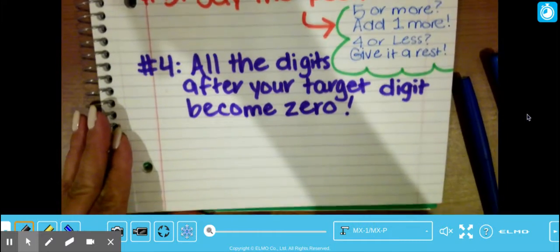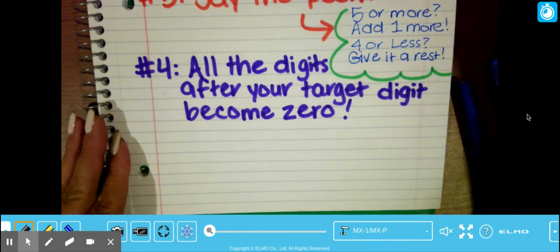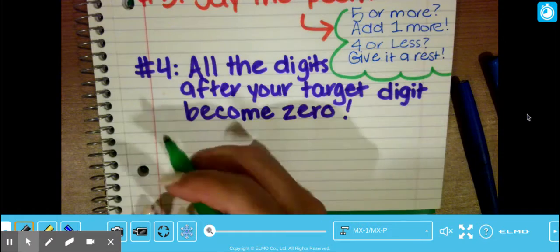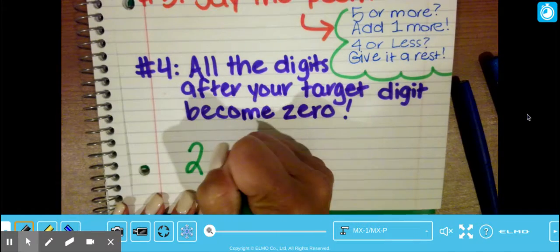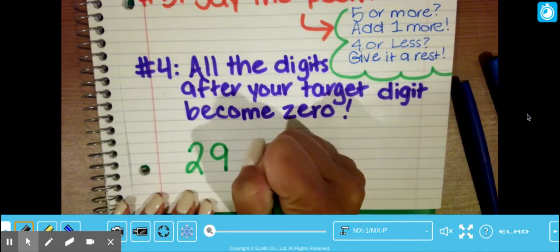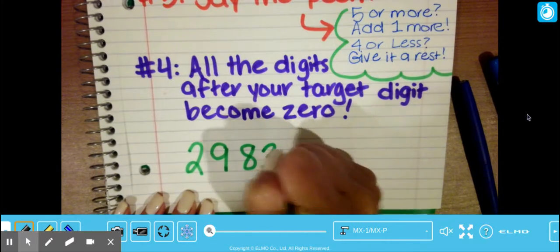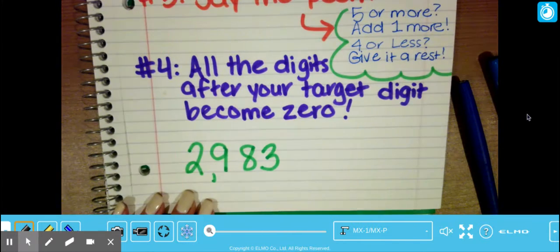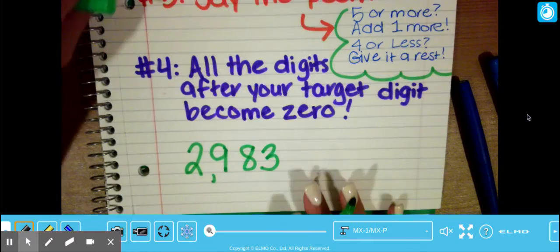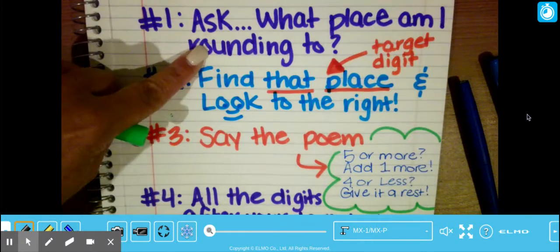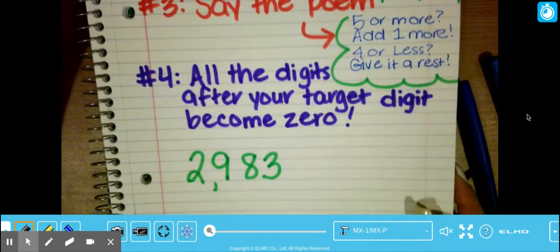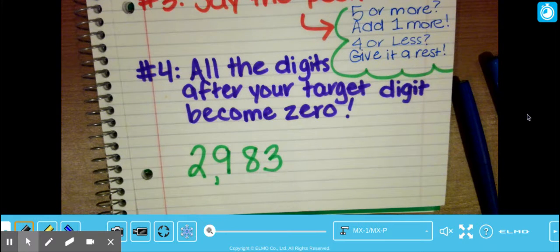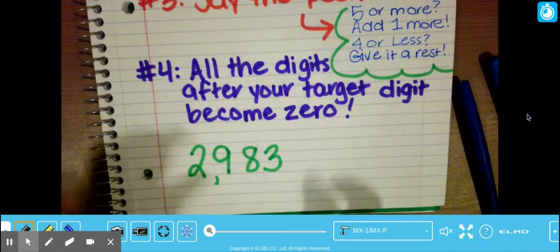I have a tiny bit of room left on my paper, and I think I'm going to write a number. Let me write this number: 2,983. It's a good number. Now, the first thing you want to ask, remember from up top, is what place am I rounding to? So I'm going to tell you, I would like you to round to the nearest 1,000. That's our greatest place value. That's the easiest one to do. So what do we need to do?